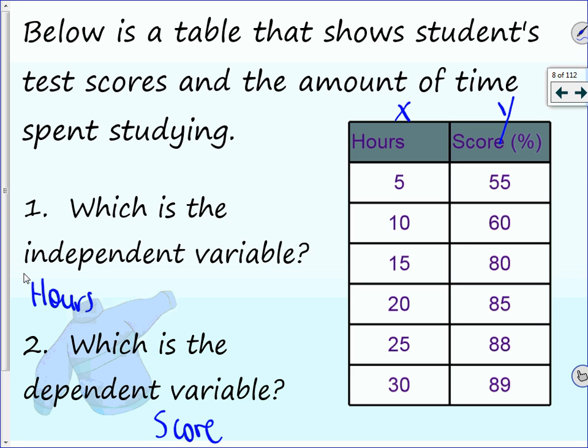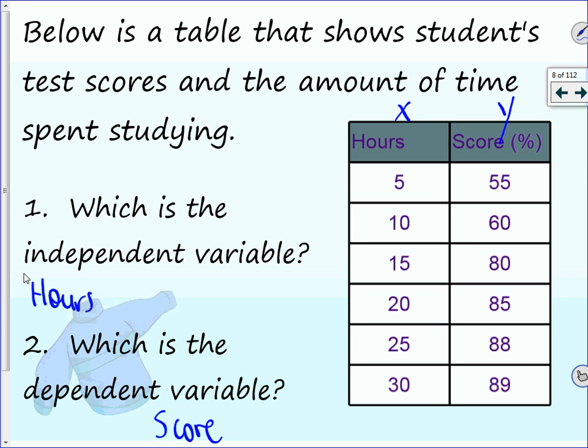It wouldn't make sense otherwise, because you don't get your score until after you've studied. So the score has to depend on the amount of hours you studied, just for space-time continuum reasoning.